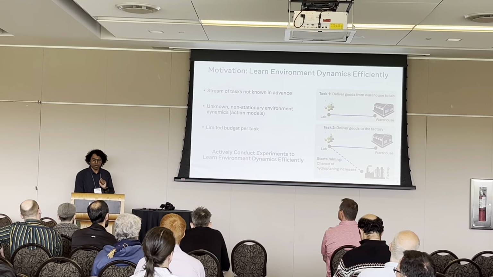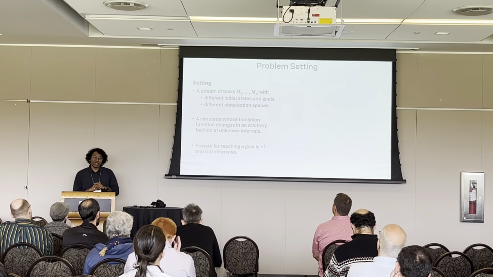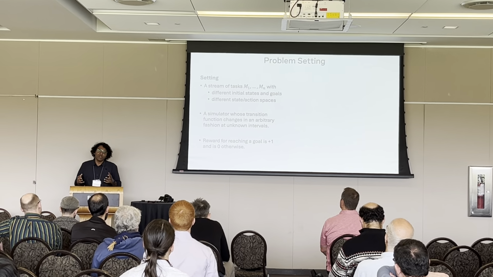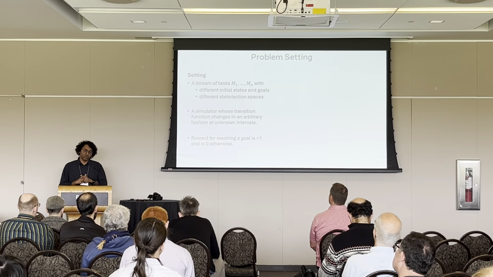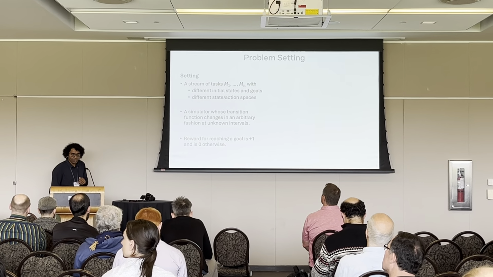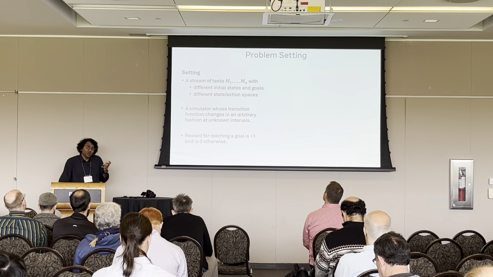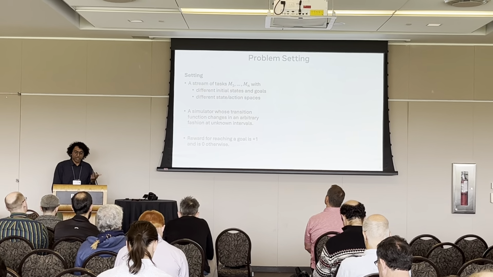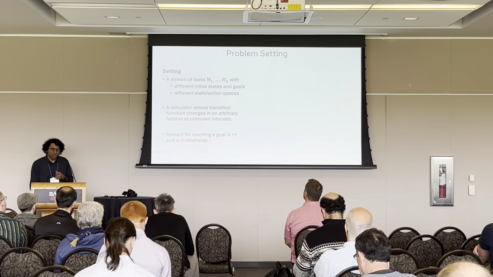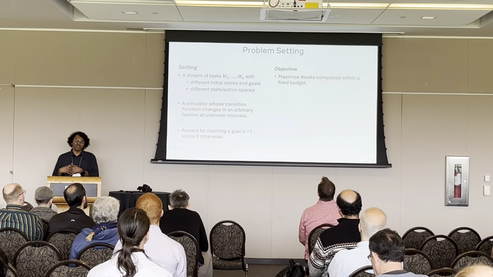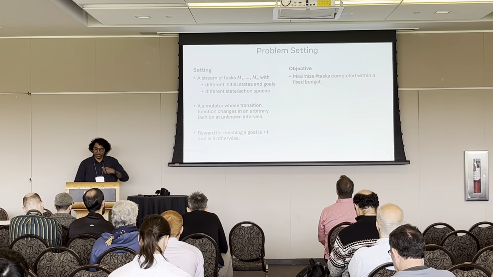So I'll quickly go over the problem setting. As I said earlier, assume we have n tasks. These can come in any order, and they can have different initial and goal states, and they can even have different state and action spaces. But the set of predicates and the actions are known a priori. We also assume access to a simulator whose transition function can change arbitrarily at unknown intervals. We have sparse binary reward settings, so you only get a reward after you reach the goal. Our objective is to maximize the number of tasks that are completed within a fixed simulator budget, in terms of the number of steps the agent can take in the simulator.